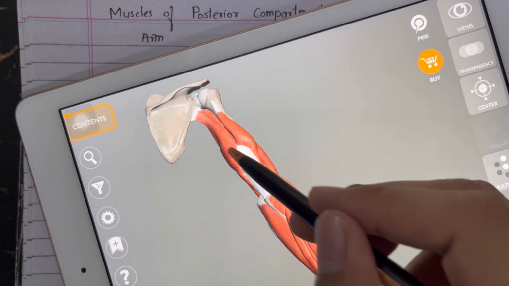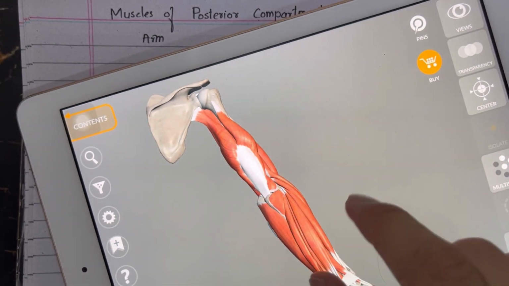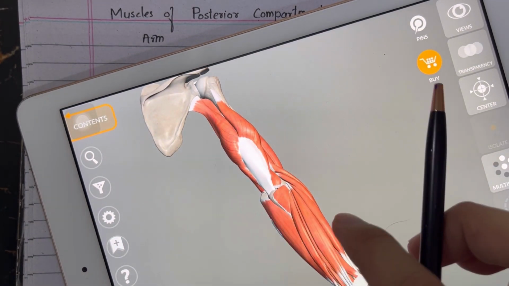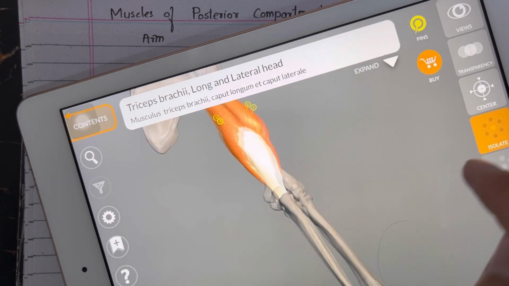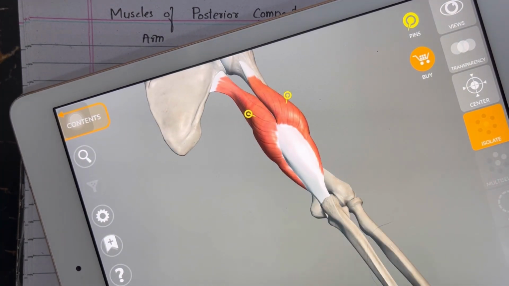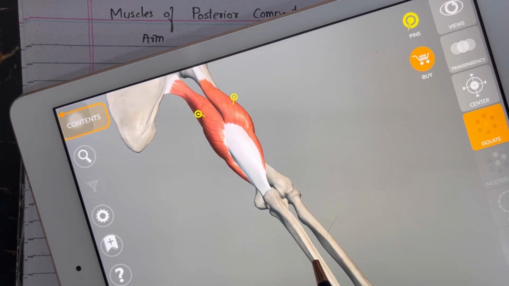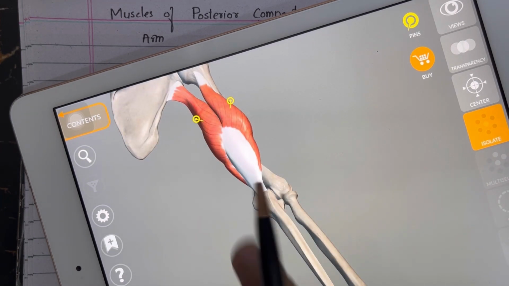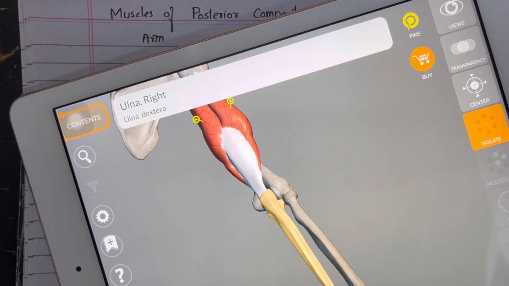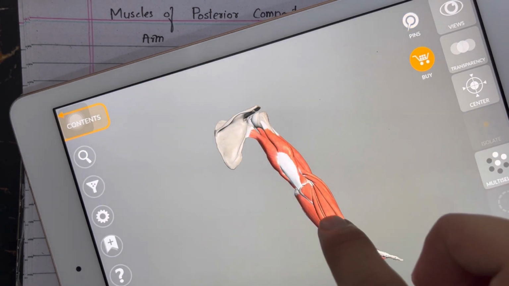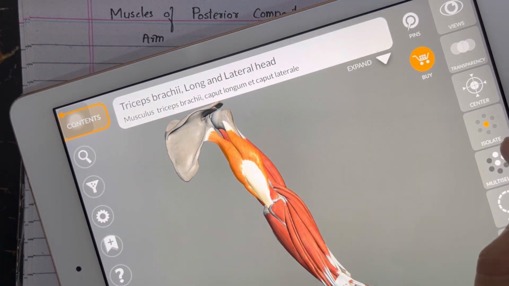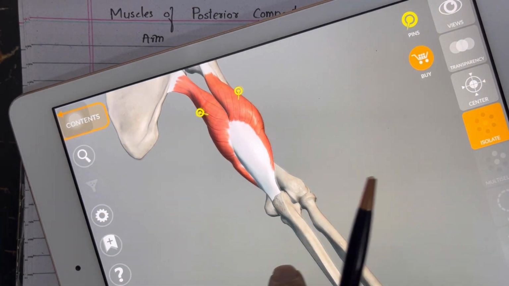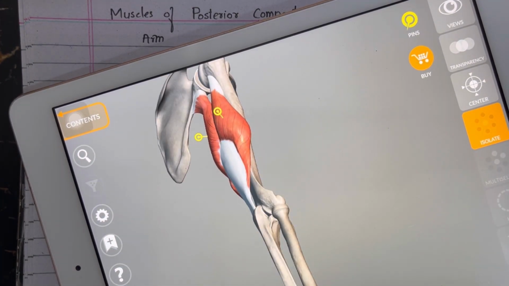All these three heads run inferiorly and combine to form a single muscle which inserts on the olecranon process of the ulna bone. Student, this is the ulna bone, and this process here is the olecranon process.